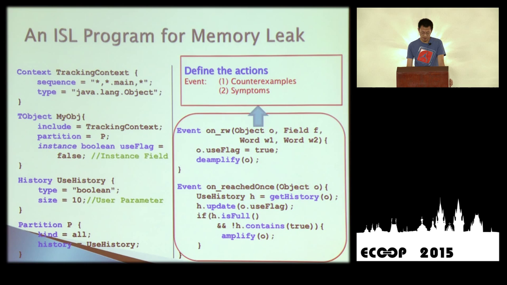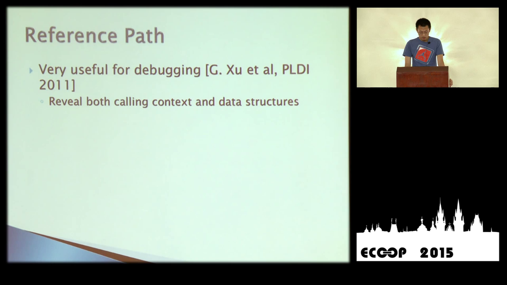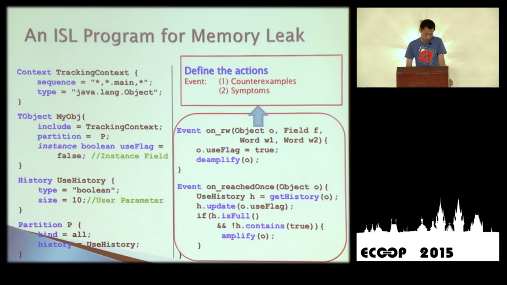And in the second event, the logic will be executed when the object O is reached for the first time during the garbage collection. When the object O is traversed, we will update the use history of this object based on its use flag in the metadata field. And later, we will check the use history of this object. If we have enough use history and the history indicates that the object is very stale, then we will amplify this object to make the symptoms more obvious. So this is the whole program. It's reasonably simple. We can use it to detect memory leaks in Java programs.